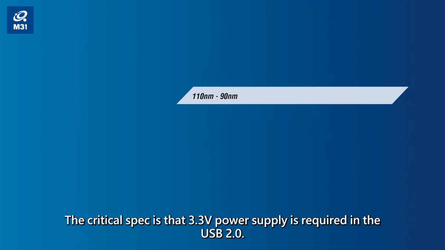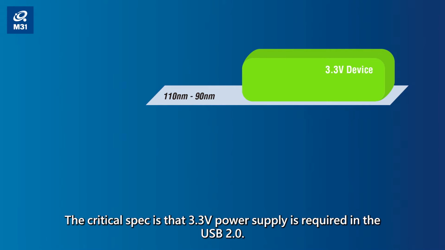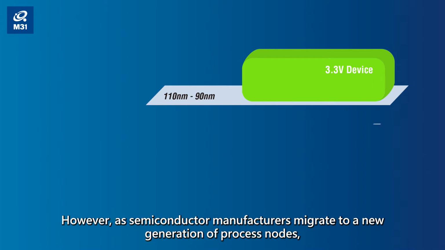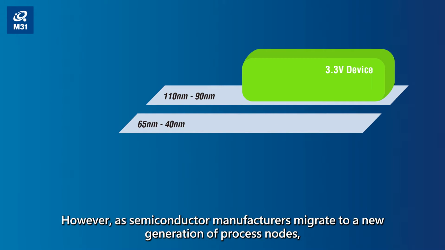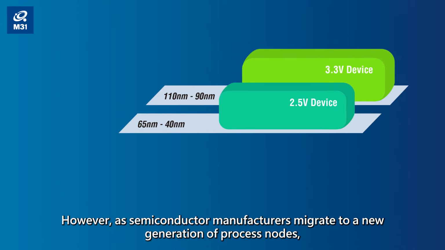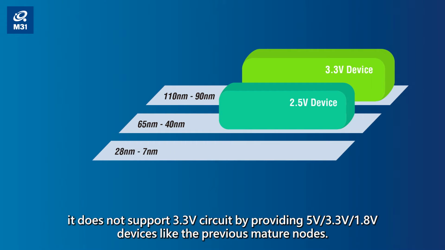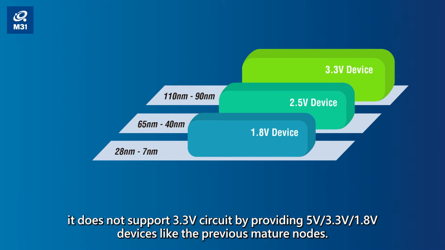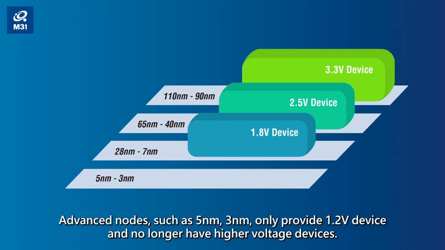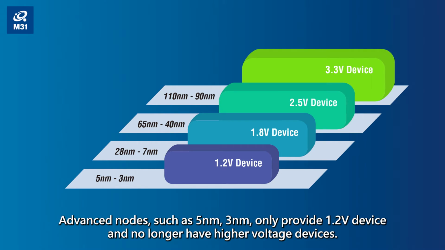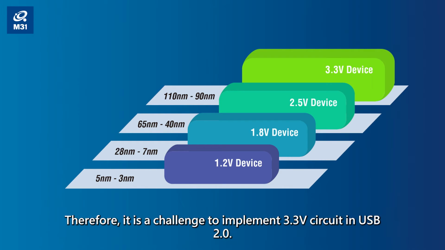The critical spec is that a 3.3 volt power supply is required in USB 2.0. However, as semiconductor manufacturers migrate to new generations of process nodes, they do not support 3.3 volt circuits by providing 5 volt, 3.3 volt, 1.8 volt devices like the previous mature nodes. Advanced nodes, such as 5 nanometer and 3 nanometer, only provide 1.2 volt devices and no longer have higher voltage devices. Therefore, it is a challenge to implement a 3.3 volt circuit in USB 2.0.